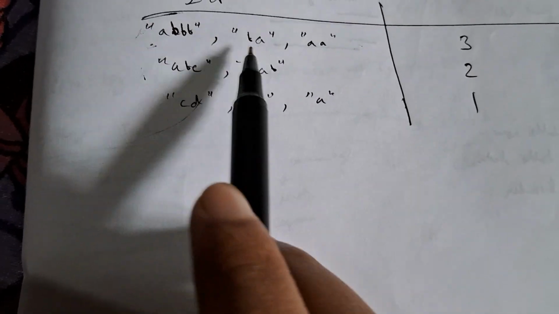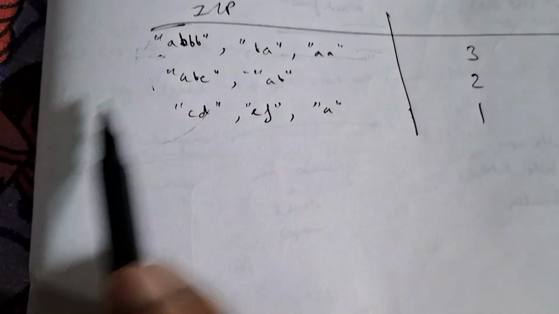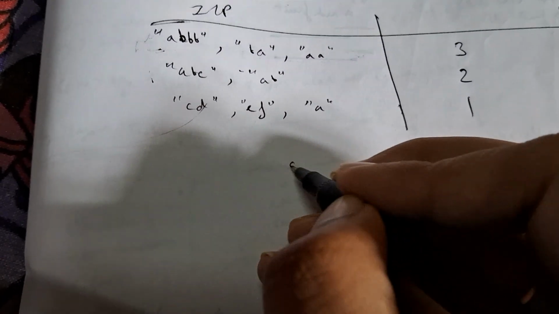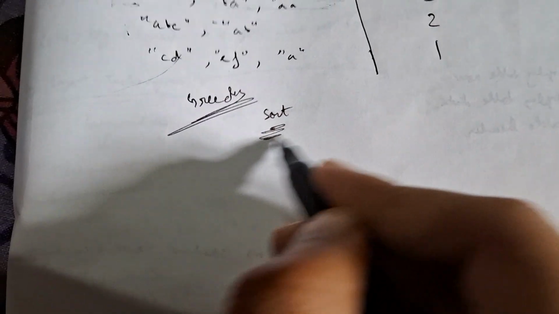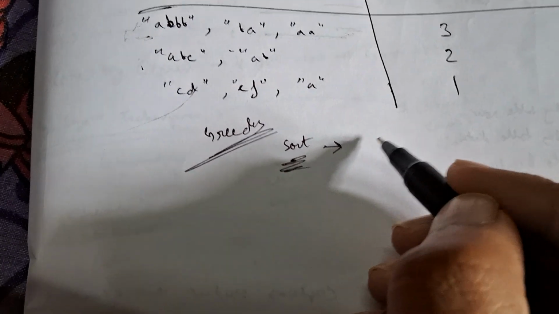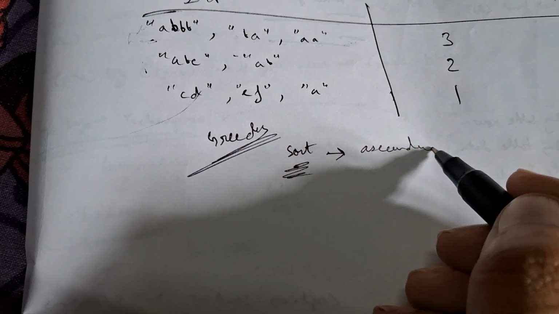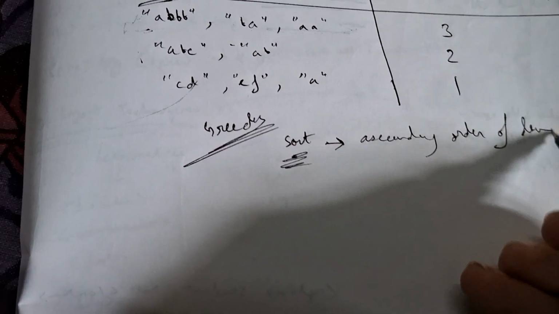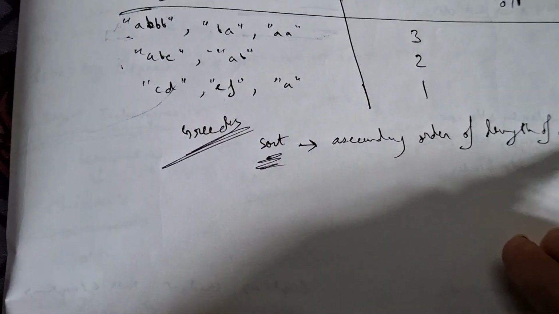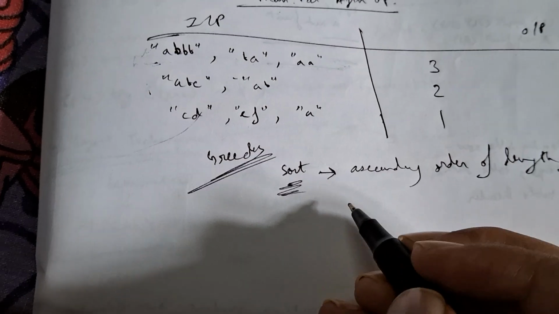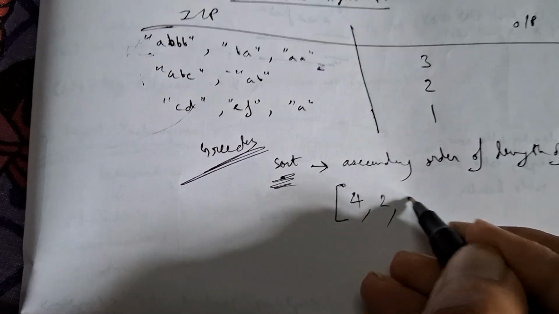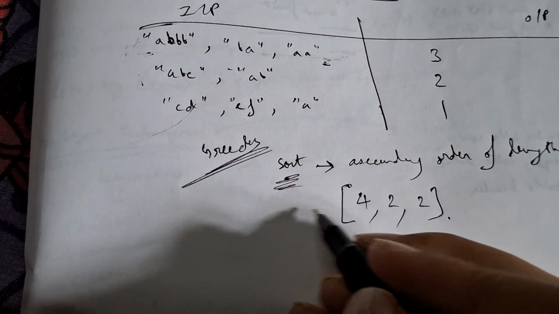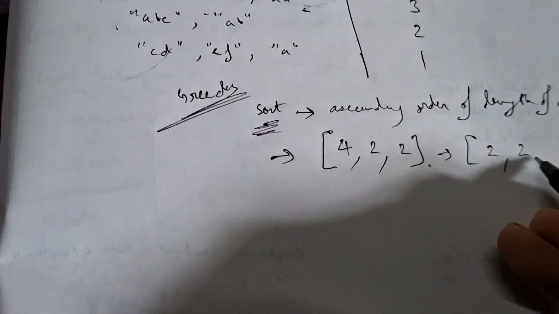Count the number of every character that is present in the whole array. Once you are done with it, remember one thing: since we are using a greedy approach, greedy approach demands sorting. So sort the array in ascending order of the length of the strings. Actually, you don't need to sort the array, just find the lengths. For the first example, the lengths are 4 2 2, and if we sort it in ascending order, it becomes 2 2 4.